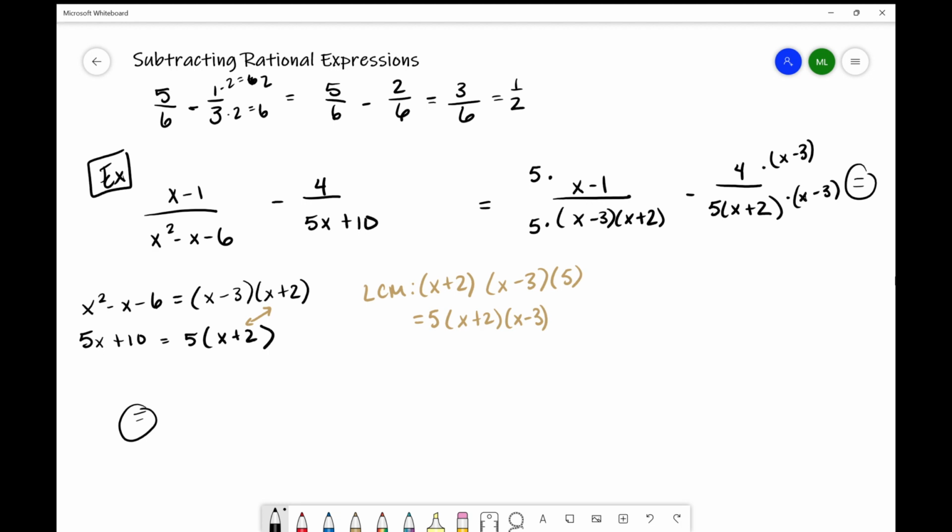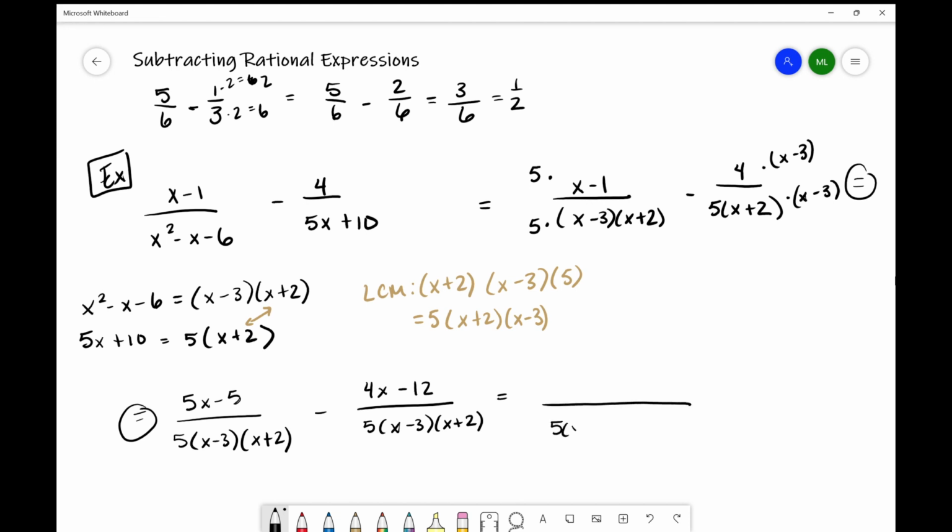So follow my equal sign. Then I have 5x minus 5, I just distributed the 5 to x minus 1, all over 5 times (x minus 3) times (x plus 2). Then it's minus, I'll also distribute the 4 to x minus 3. So it's 4x minus 12, all over 5 times (x minus 3) times (x plus 2). You can combine the denominators since they're the same, that doesn't change, and then you have 5x minus 5.